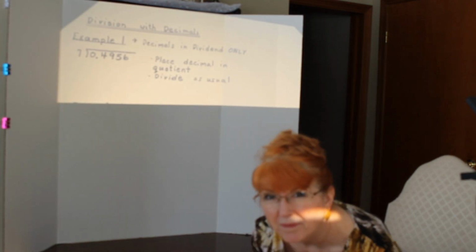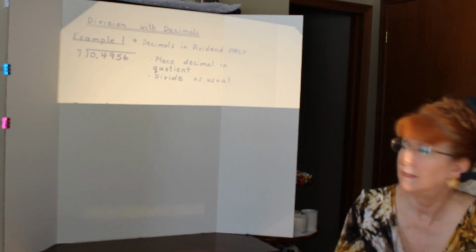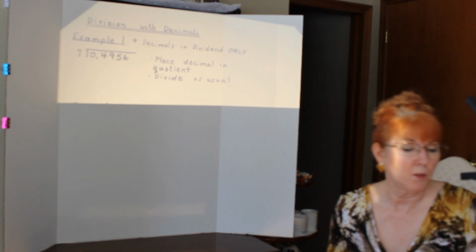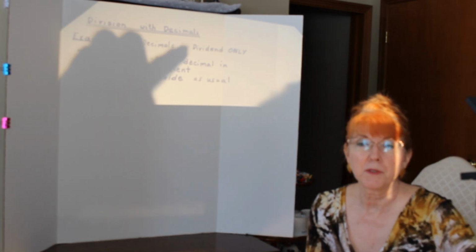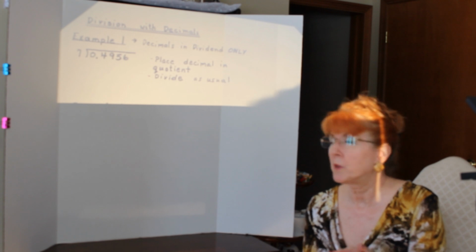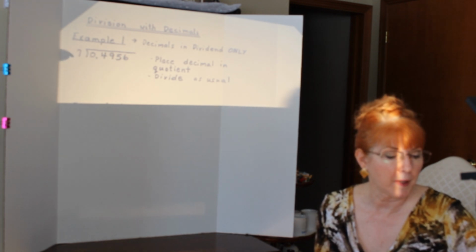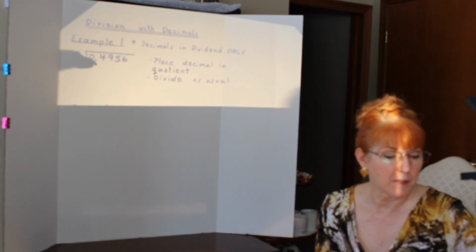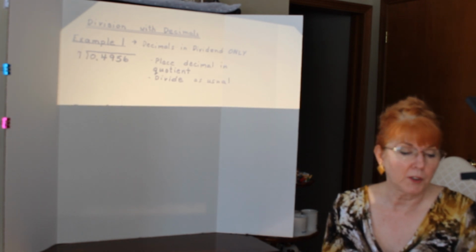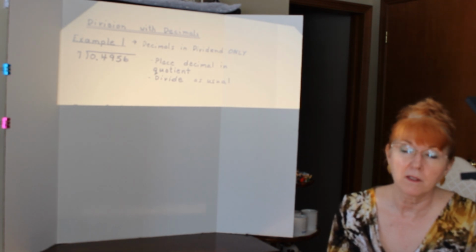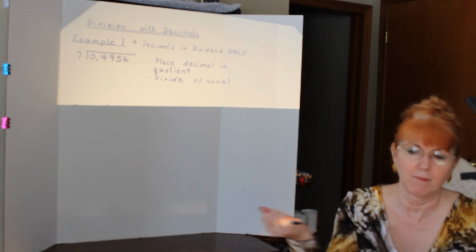So, the division of decimals. First example, you've got decimals in the dividend only. This is where the terminology starts to come in. If you have decimals in the dividend only, there's your divisor, your dividend's here. All you have to do is place the decimal in the quotient area and divide like usual. So, place that up.